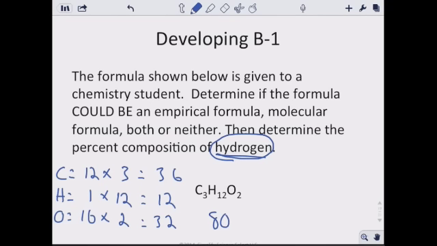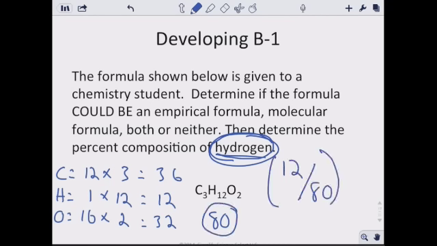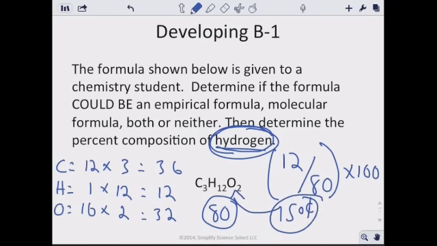So if we want to determine the percent composition of hydrogen, we take the part of hydrogen, which is 12. The whole thing weighs 80, so divide it by 80, and then to find the percent, multiply it by 100. So 12 divided by 80, multiplied by 100, would give us 15%. So 15% of the mass of that molecule is going to be hydrogen.